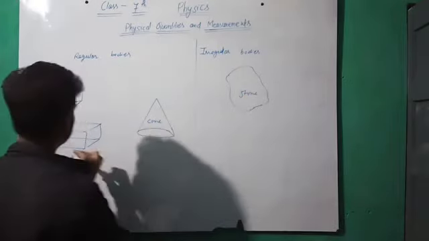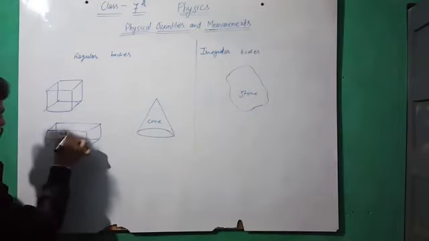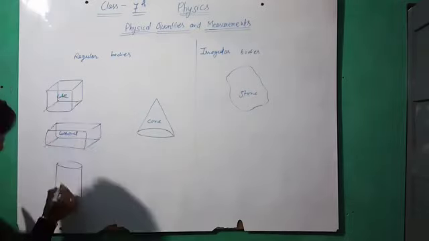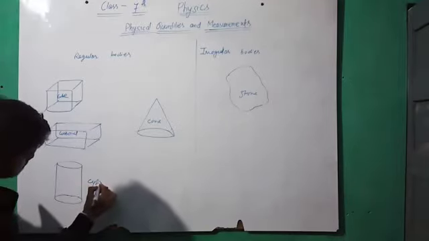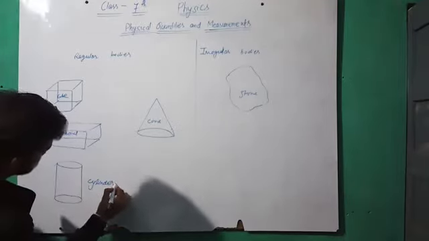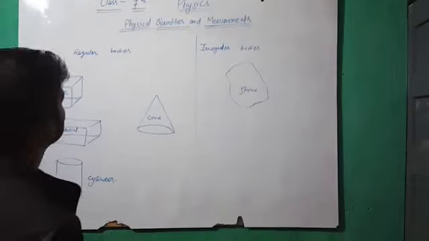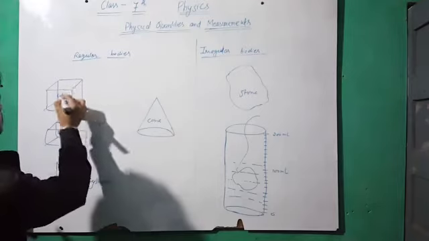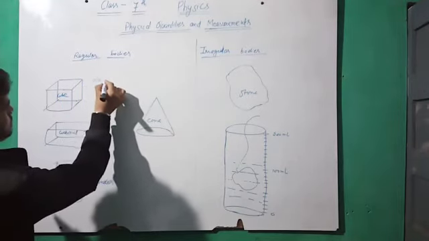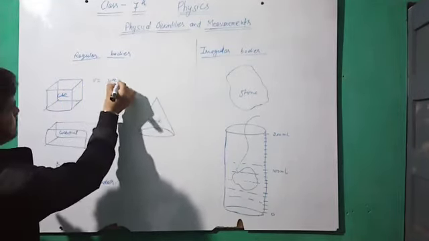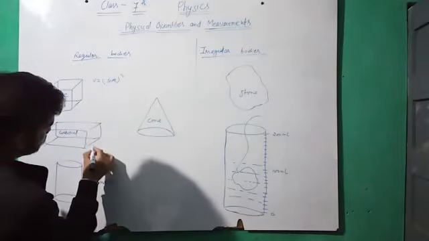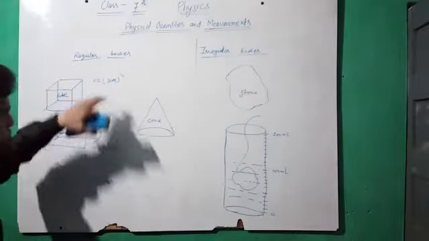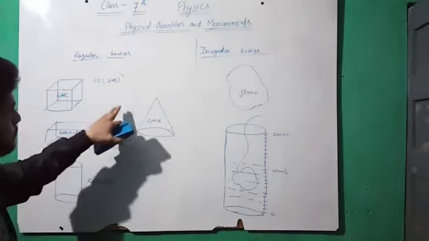This is a cone, cuboid, cube, cylinder. Measurement of regular bodies: volume of a cube is side cube, volume of a cuboid is length into breadth into height. These are not much important as per the physics.